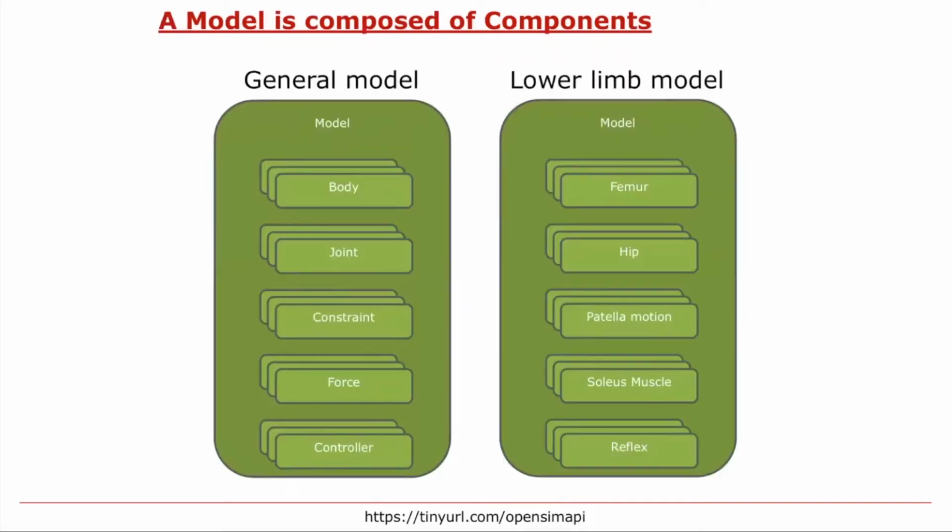A model is composed of components, including bodies, joints, kinematic constraints, forces, which includes muscles, and controllers. On the right is a specific example. A lower limb model would have a femur body, a hip joint, a constraint for patella motion, a soleus muscle, etc. This layout should be familiar to you if you've used an OpenSim XML file, perhaps viewing it in a text editor.